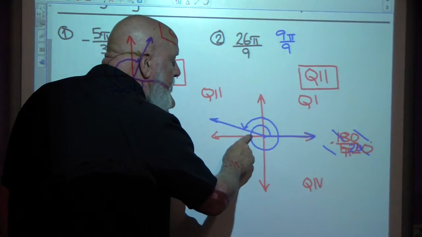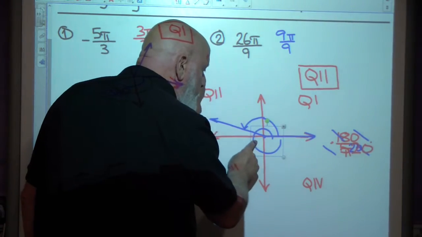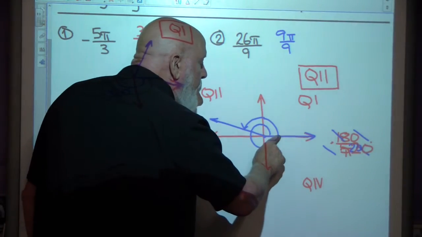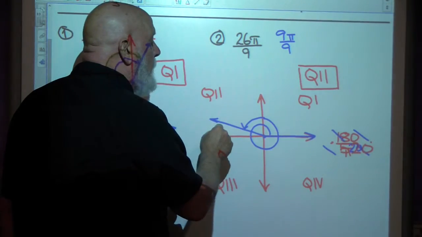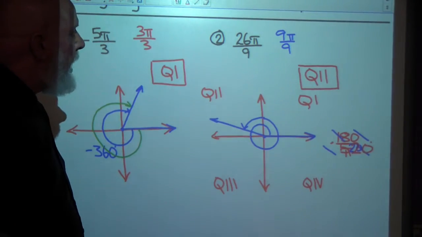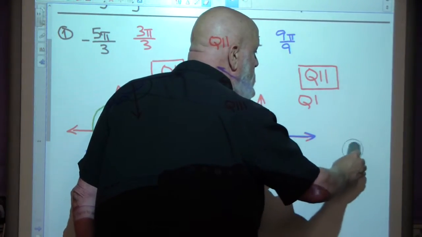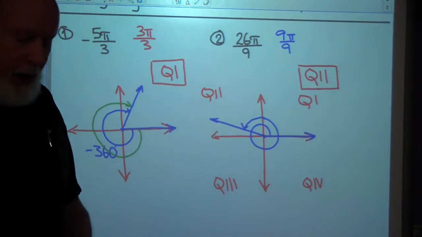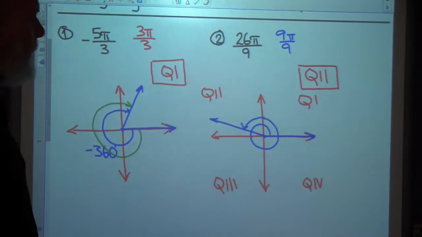Here's pi over 9. I'm sorry, 9 pi over 9, 18 pi over 9, 27 pi over 9, but we don't go with that. That would be past where we want to go. We'd stop 1 pi over 9 short. So there we go. You can count by pi's over 9, or you can convert to degrees. Either way, you're going to find that it stops in quadrant 2, unless I've made a mistake. I think I have the keys on that too. Quadrant 1 and quadrant 2, yay, I'm on a roll.